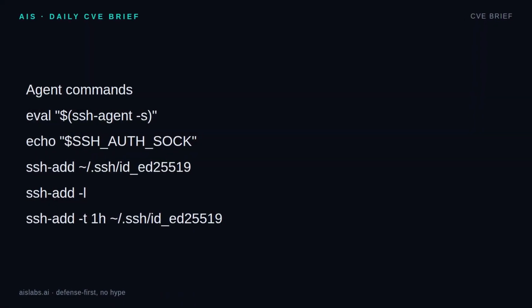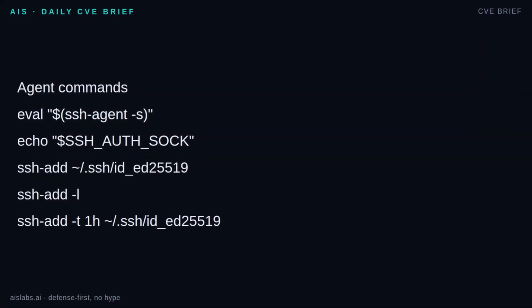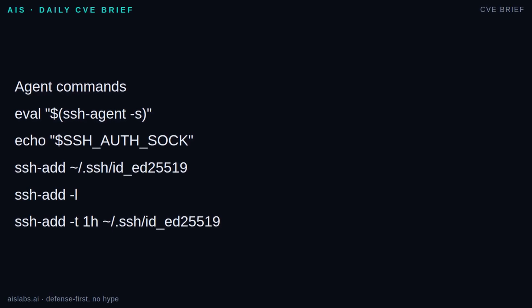Here are the core commands. First line starts a fresh OpenSSH agent and imports its environment into your current shell. Do not run that blindly on every login if your desktop already starts one. Check first. The second line prints the socket path your clients will use.